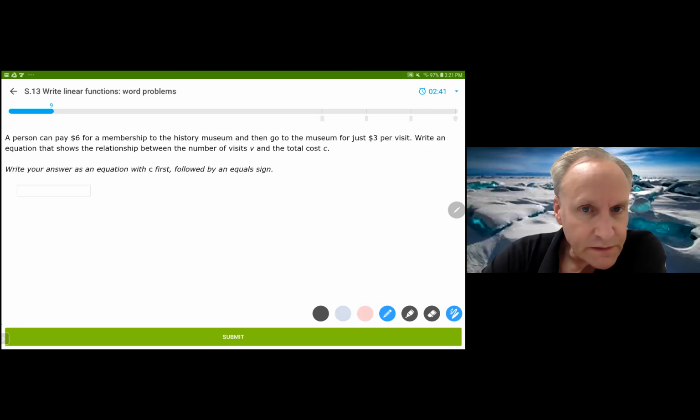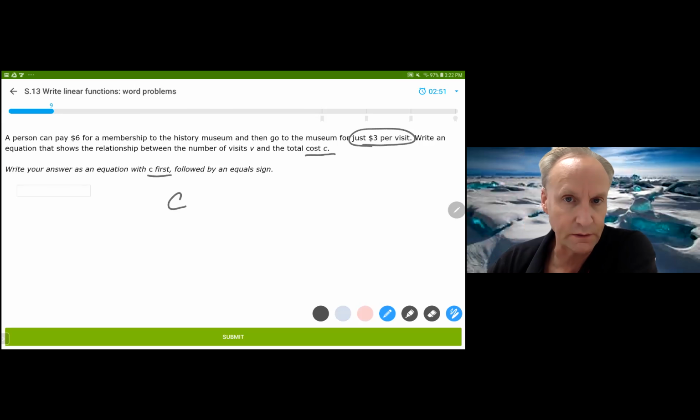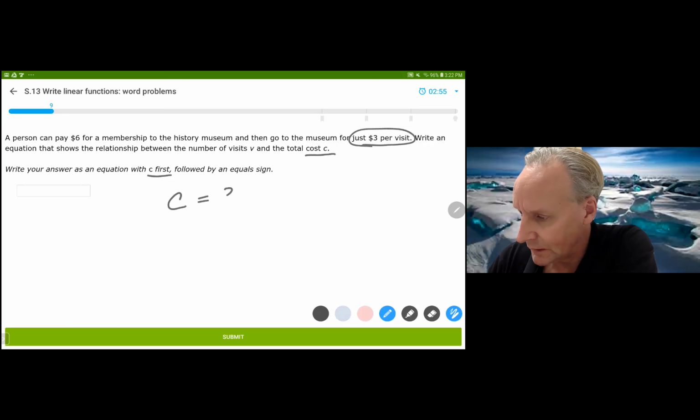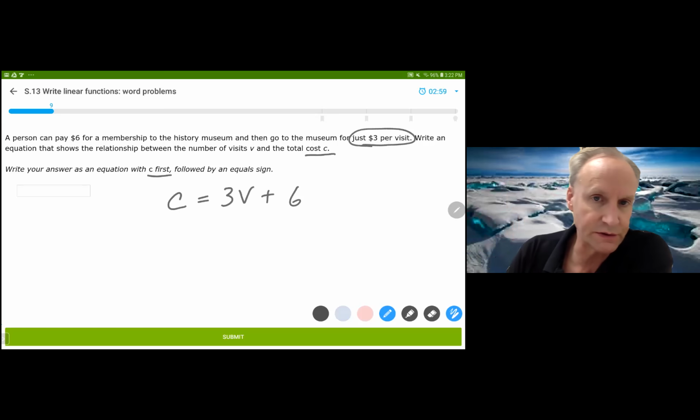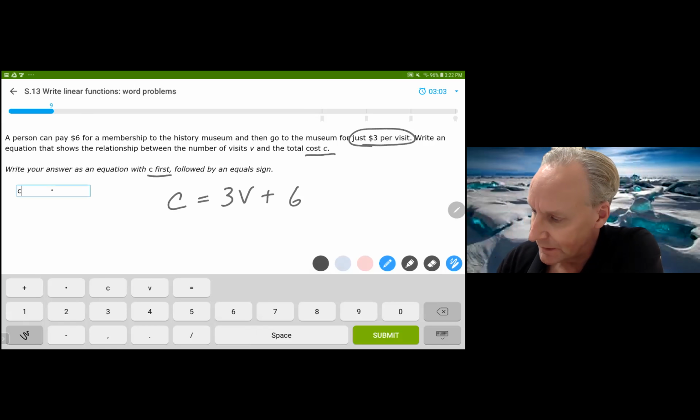Okay, a person can pay $6 for the membership. Then they only pay $3 per visit, and we want the total cost. And the total cost is C. Here's where they tell you. And that is equal to the 3 times the number of visits plus the $6 for the original membership. Got to actually read the question. C equals 3V plus 6. There we go. Come on.